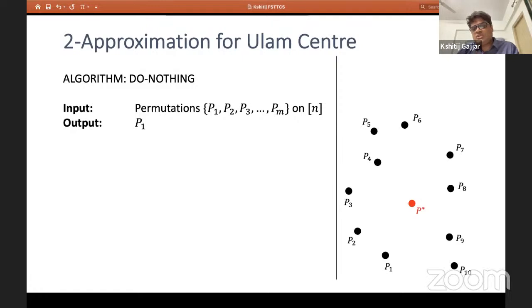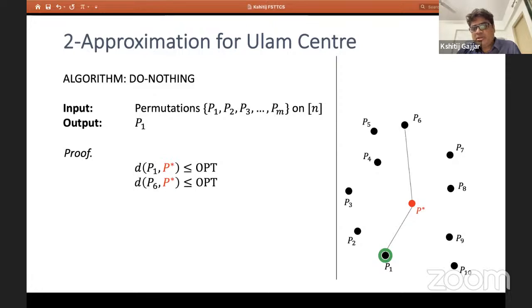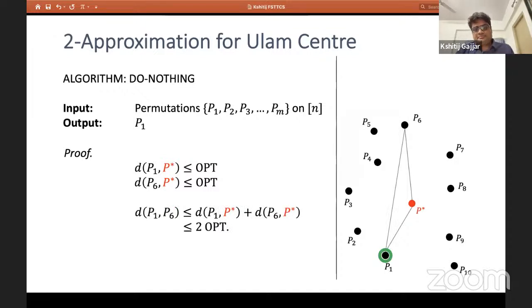Why? Let's assume P star is an optimal, which is not one of the given inputs. And P1 is what you outputted. Then since P star is optimal, this distance is at most opt. This distance is also at most opt for any other permutation. And by the triangle inequality, this is a 2 approximation.